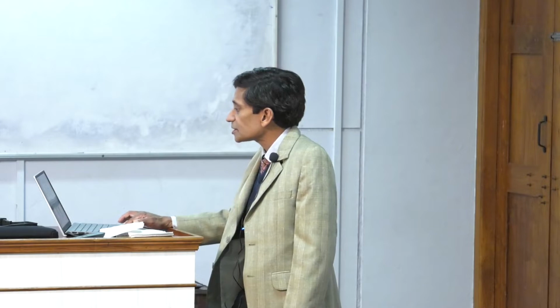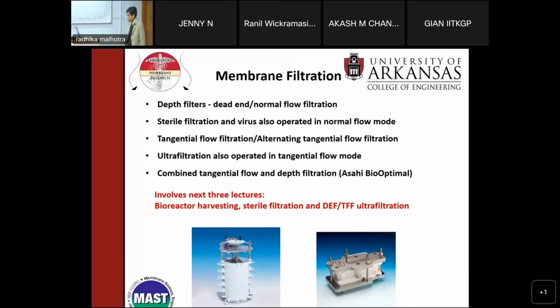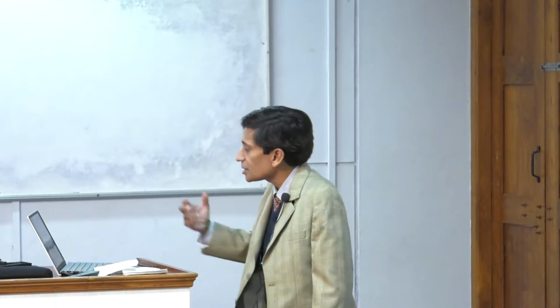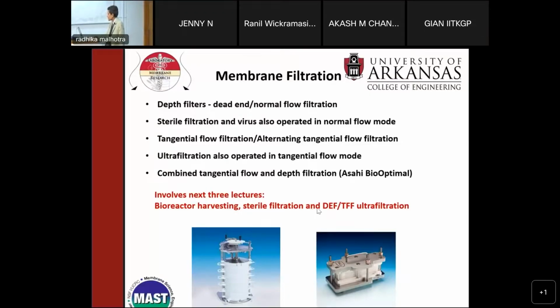Tangential flow filtration is also sometimes called cross-flow filtration, and a recent advance on that is something called alternating tangential flow filtration, which we'll talk about later as well. Ultrafiltration is run in tangential flow mode, and sometimes, as I'm going to talk about, you have a combined tangential flow and depth filtration. So all of these are different ways of running these filters. The next 3 lectures will really focus on bioreactor harvesting, sterile filtration, and the so-called dead-end filtration, which is normal flow filtration, and tangential flow filtration.